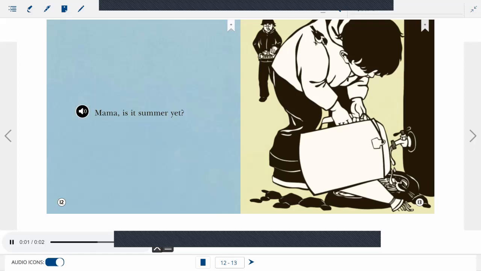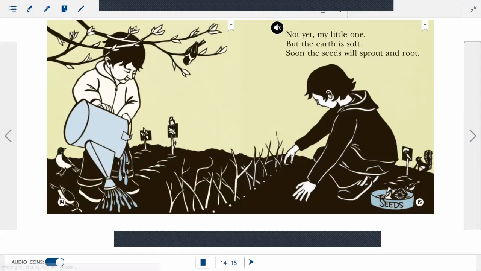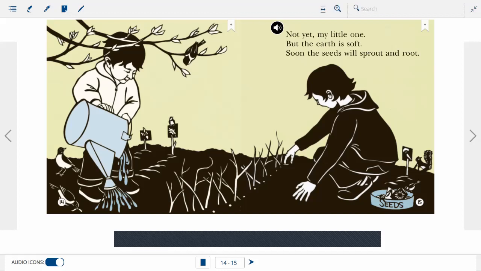Mama, is it summer yet? Not yet, my little one, but the earth is soft. Soon the seeds will sprout and root. Okay, remember, the events in this story take place in a certain order. What's happening in the story now? The earth is getting soft and the seeds are sprouting. When things sprout, that means they're beginning to grow.